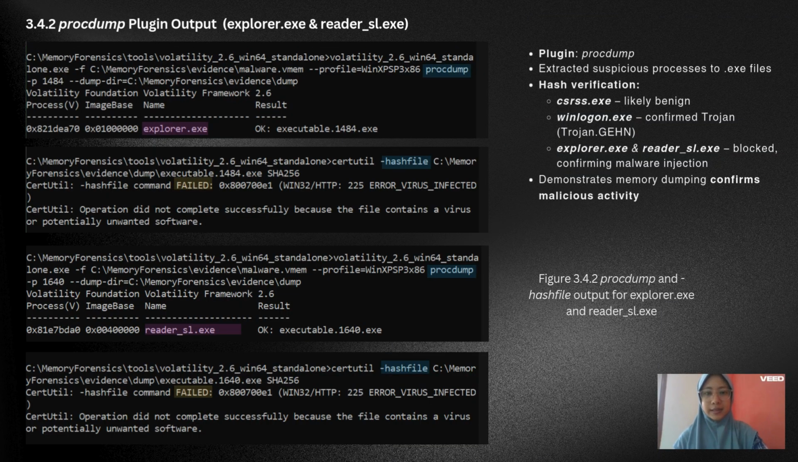Finally, explorer.exe and reader_sl.exe were extracted. When attempting to compute their hashes, the system blocked the operation due to detected malicious content. Combined with the earlier MZ headers found in memory, this confirms that both processes contain active injected malware code.